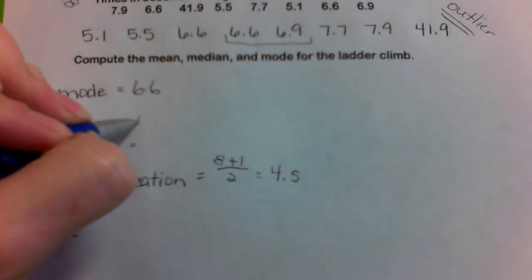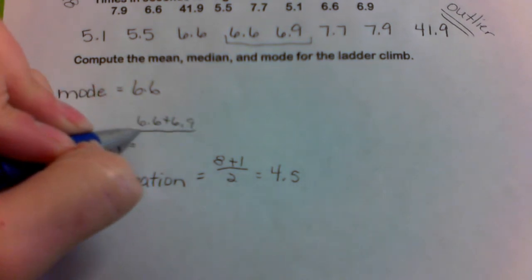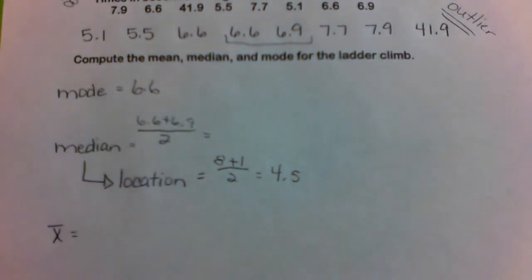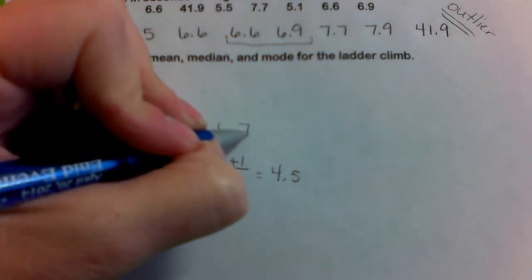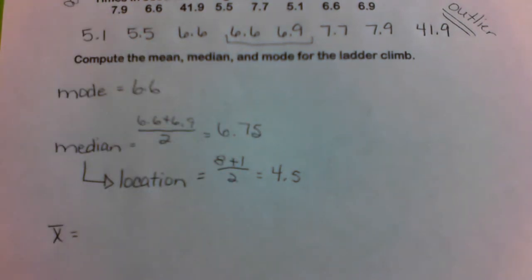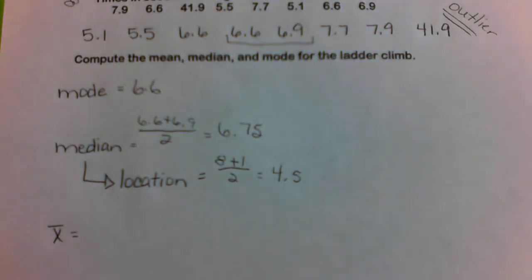So to find the median, I would do 6.6 plus 6.9 and divide that by 2, because we're just going to average those two numbers, and we get 6.75. And then the last thing is the sample mean, or X bar. So we add all of these values up, and it adds up to 88.2.